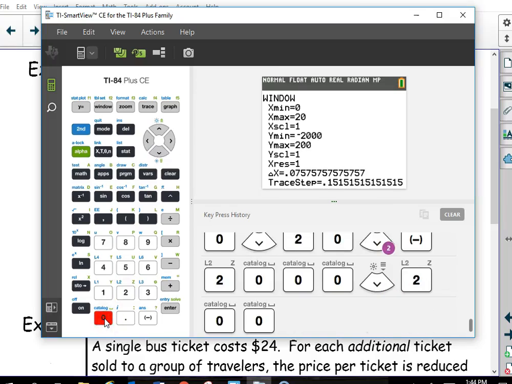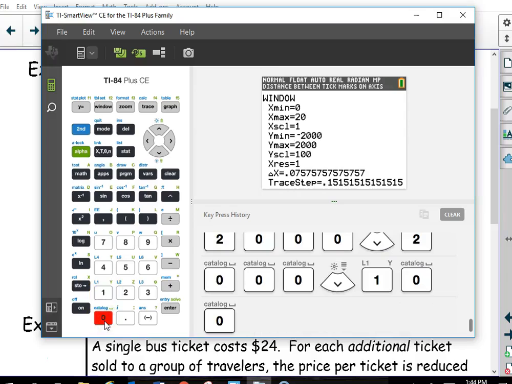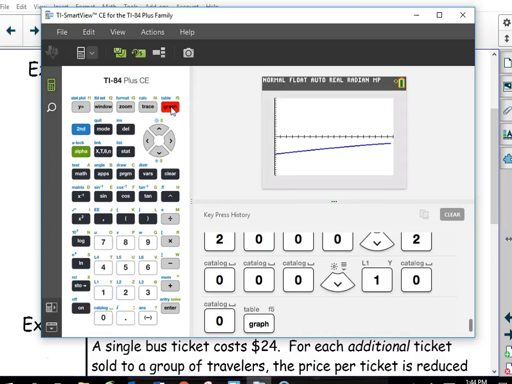And because I've got such a big number there, I want the y scale, where it puts the tick marks, to be pretty big as well. So let's just see what we've got. I'm pressing graph. And yeah, we have a better idea of the equation, but it doesn't look like I really need much in the way of y max. And it looks like I need to see more x values to see what's going on.